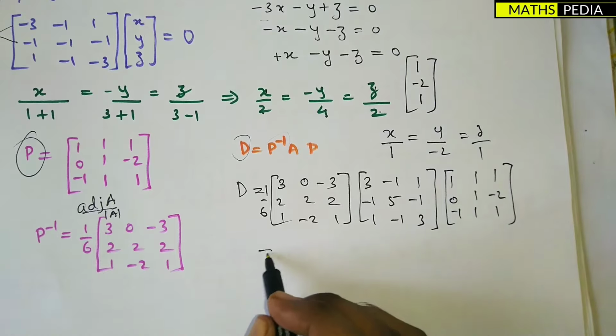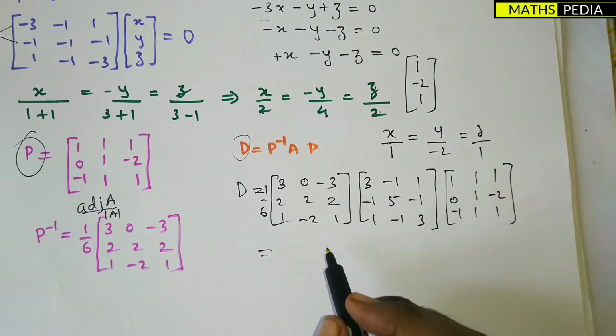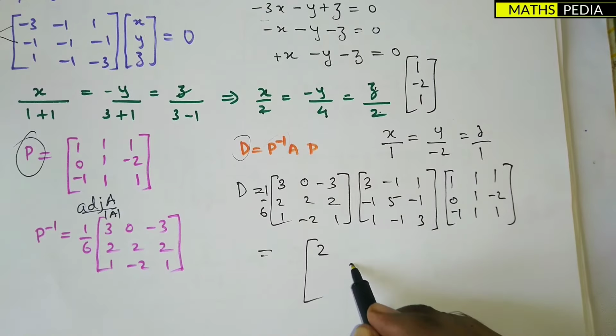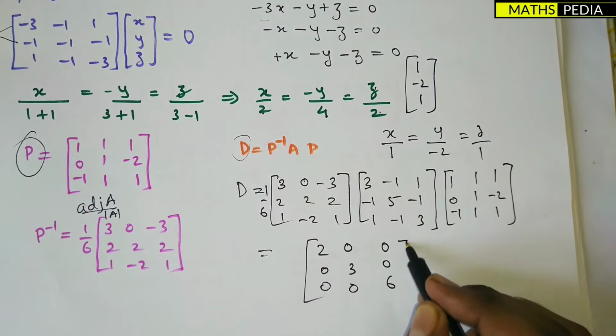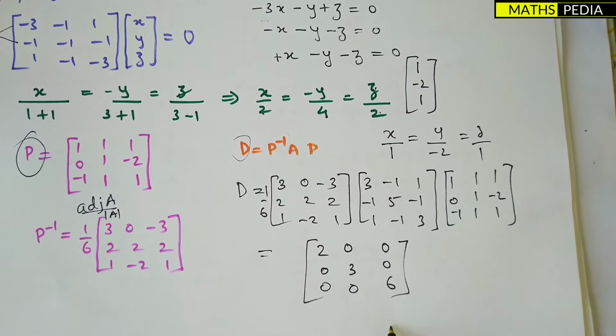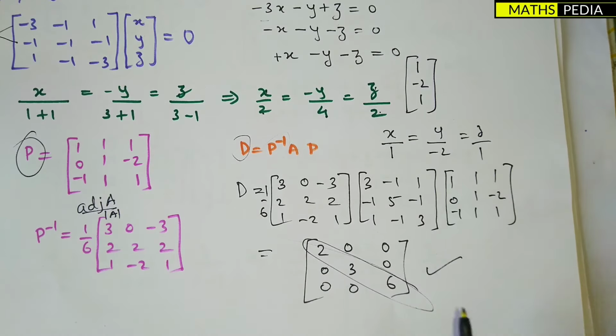Then after that you have to multiply all this. You can use the calculator also and multiply all this, you will get the answer as 2 3 6 0 0 0 0 0. That's it. So this is the diagonal matrix where the diagonal values you can see over here. So this is the confirmation. You can confirm your answer that this is the right answer by seeing this. Okay, so the diagonal elements have the eigenvalues.